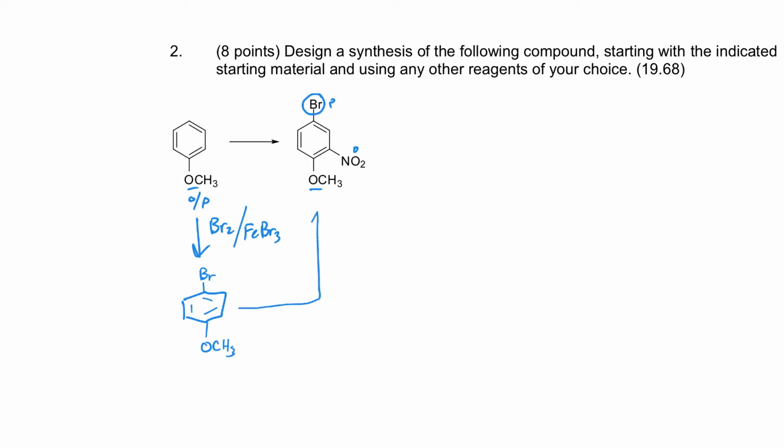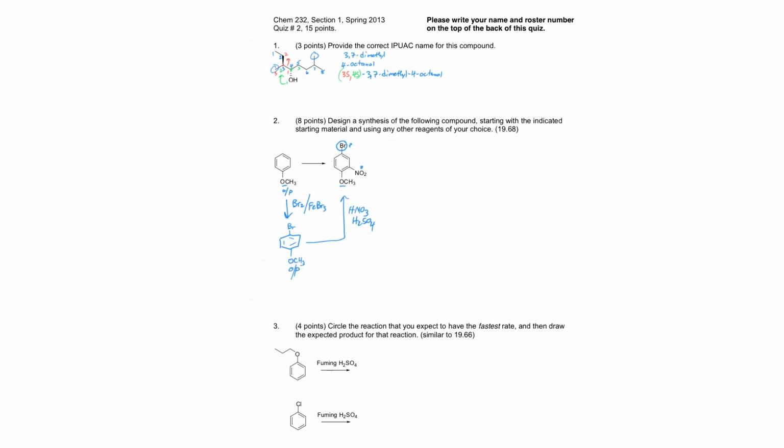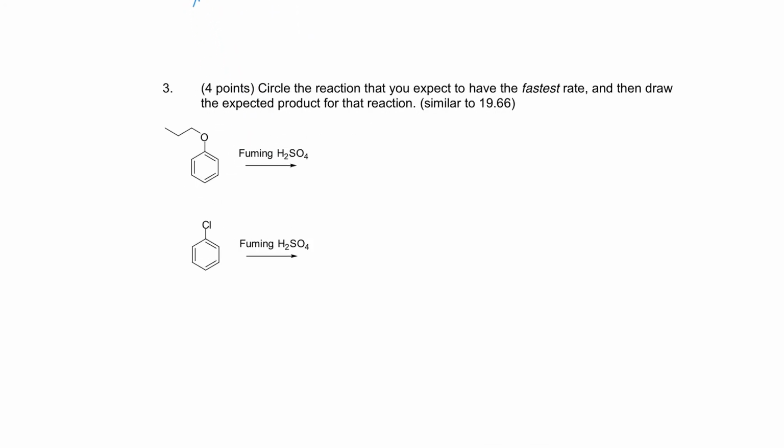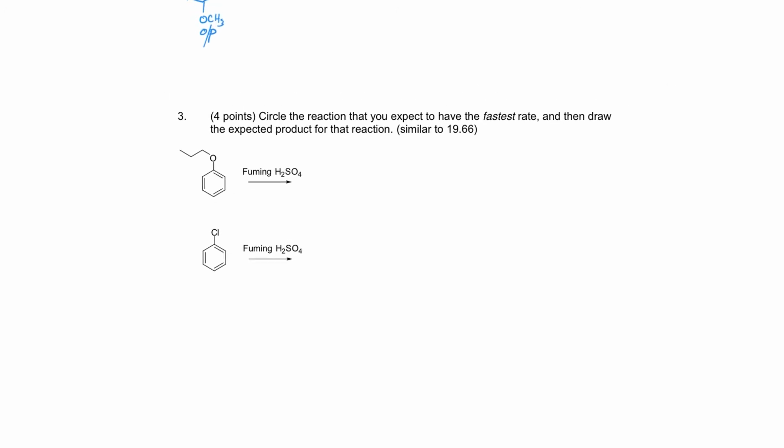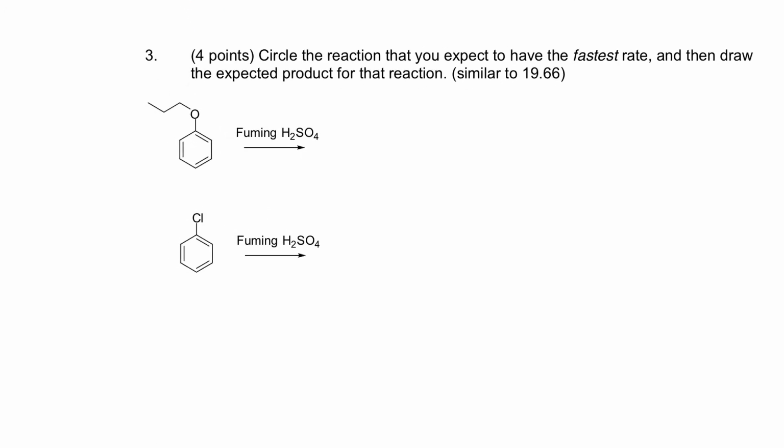And then we just need to put the NO2 group on, which will go, again, ortho-para to the methoxy, which is exactly where it is. So that's as simple as that, just 2 steps there. Question 3. Which of these will have the fastest rate and draw the expected product for that reaction?